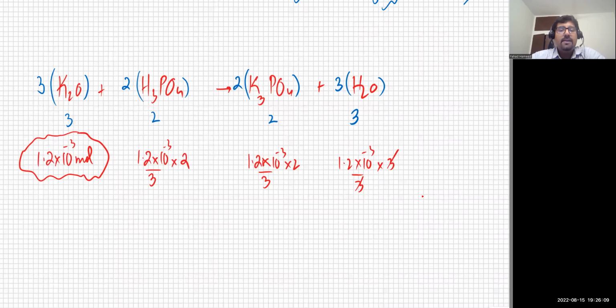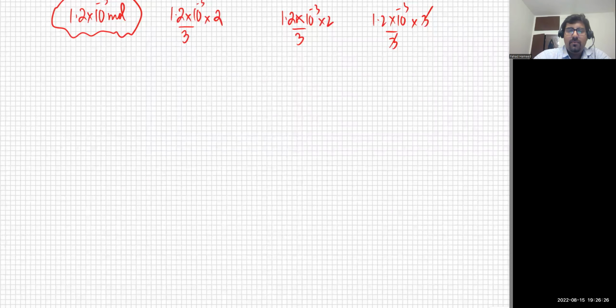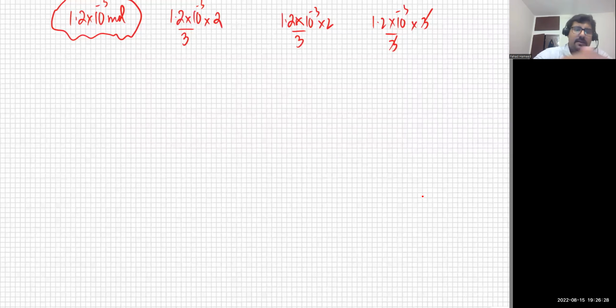Just remember, we're counting everything in moles, just like we count eggs in dozens, just like we count other things in billions, something in millions. We count every atom and molecule in moles. Okay, that's a unit for counting. Now, we're going to move towards formulas.